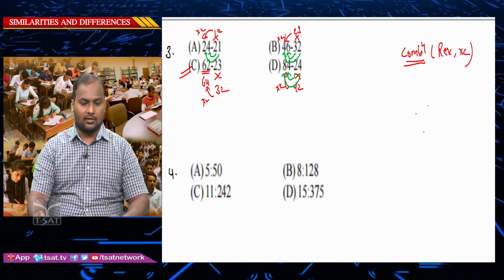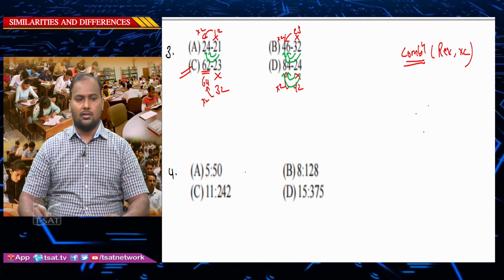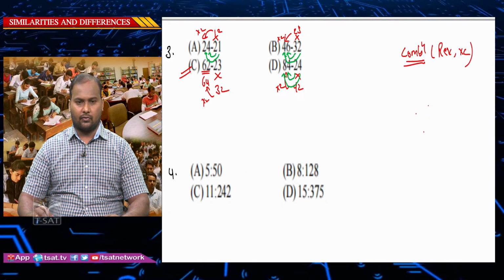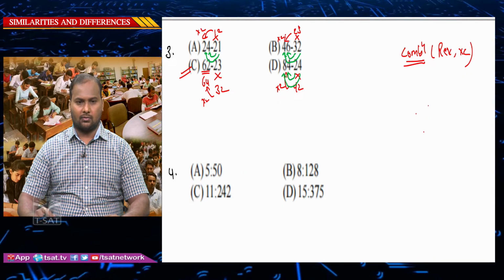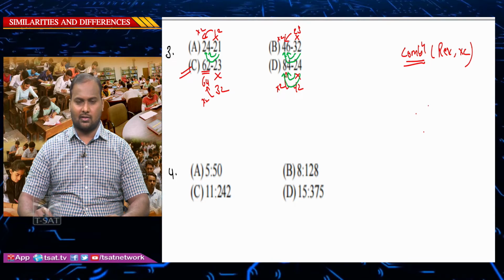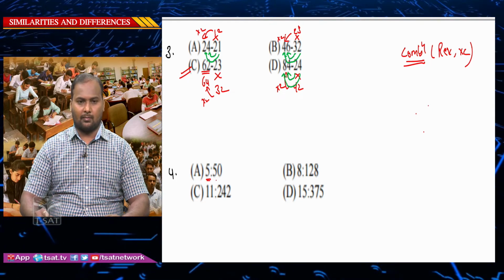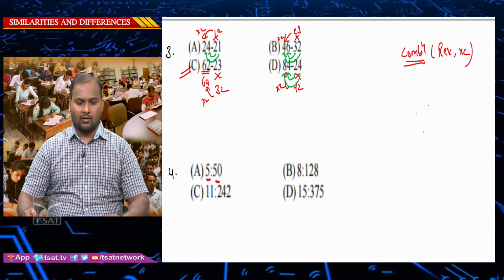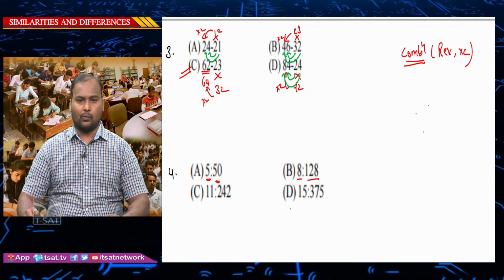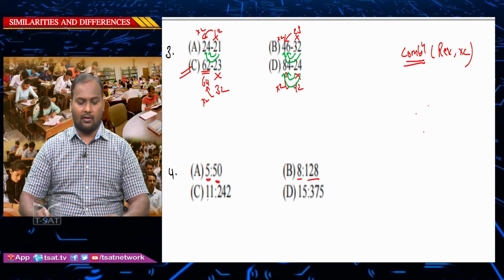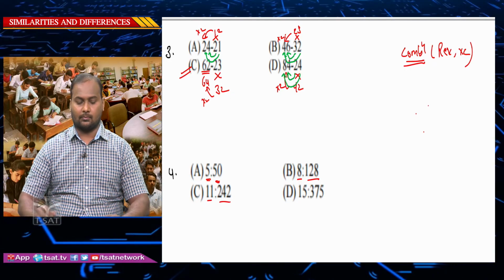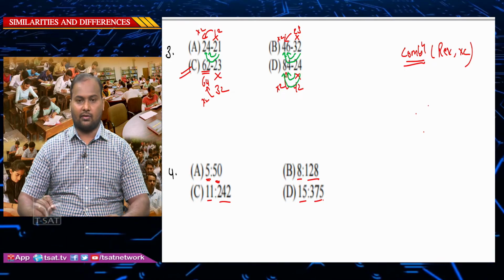Come to the next question. See the question number 4: 5 of 50, 8 128, 11 242, 15 375. See what is the logic, first you need to think. Here, 5 is a small number, 50 is a big number, yes or no. In the same way 8 is a small number and 128 is a big number. 11 is a small number and 242 is a big number. 15 is a small number and 375 is a big number.